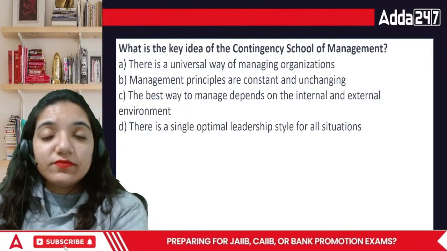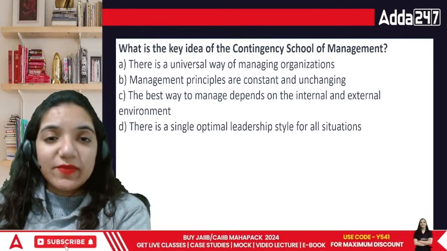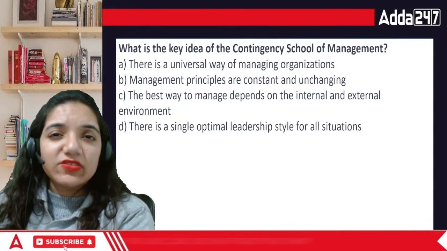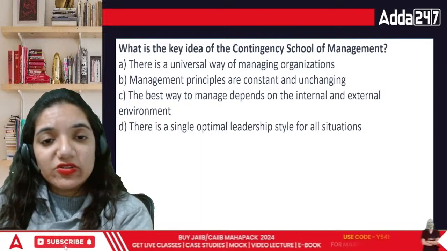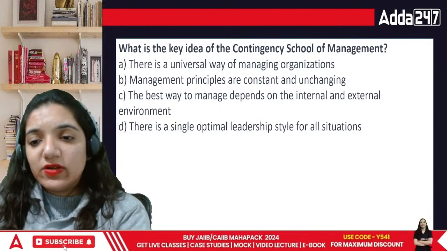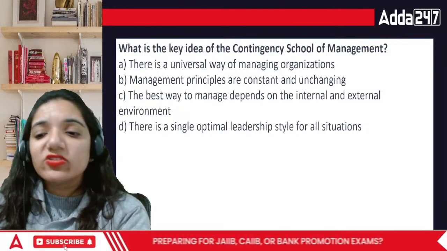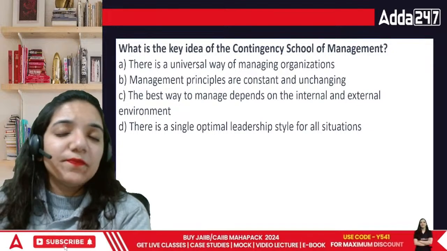Now, what is the key idea of the contingency school of management? That there is a universal way of managing organizations. There is no universal way. Every organization has worked in a different manner. A few organizations work well, a few organizations survive, but survival is never based upon this particular thing, that this organization did this to survive, you do the same thing, you will survive. No.